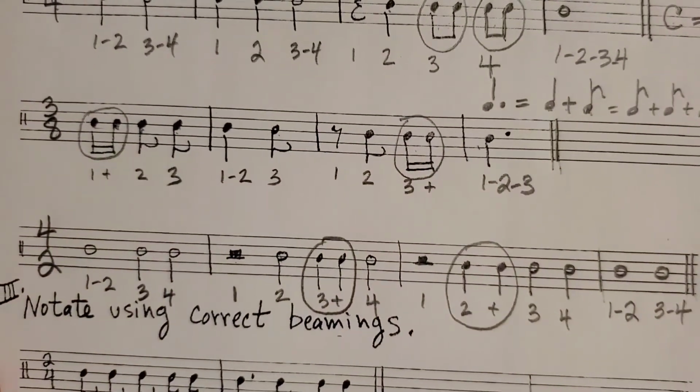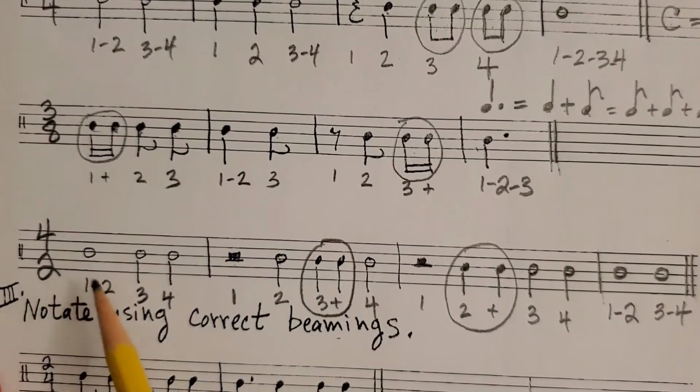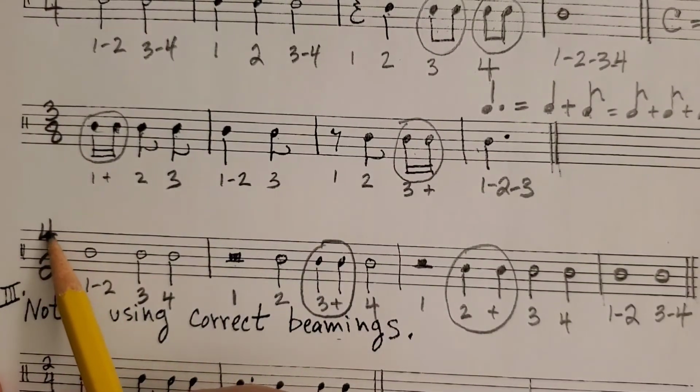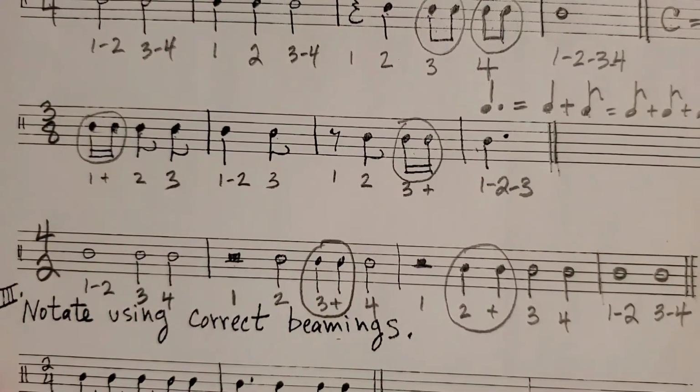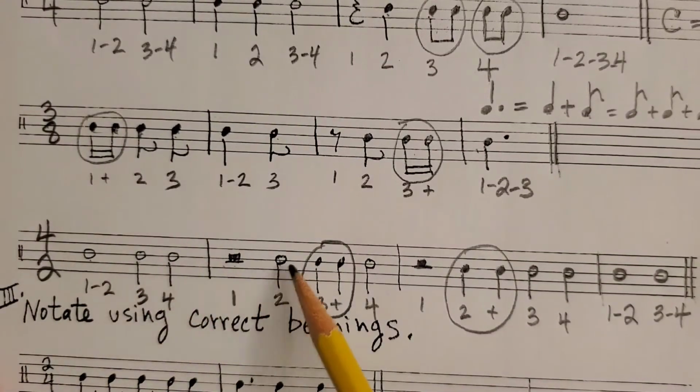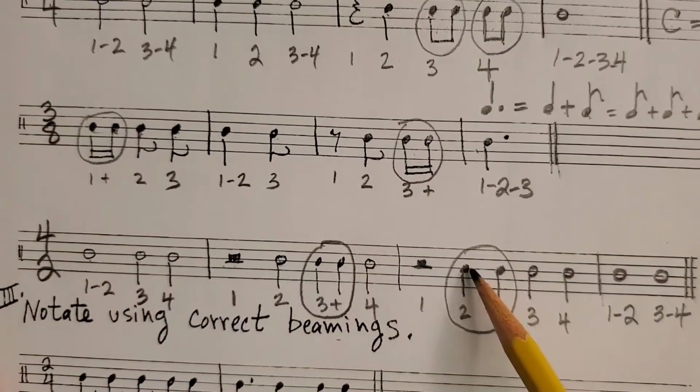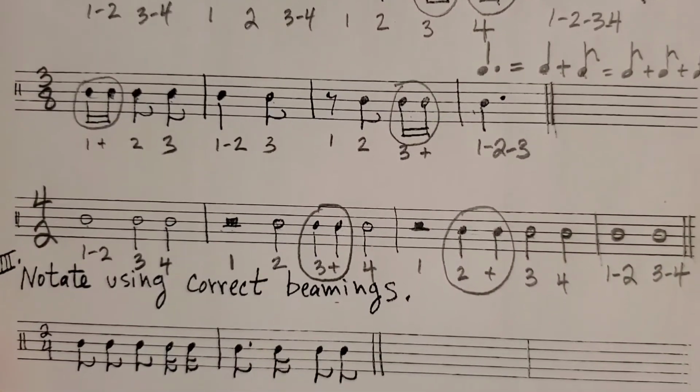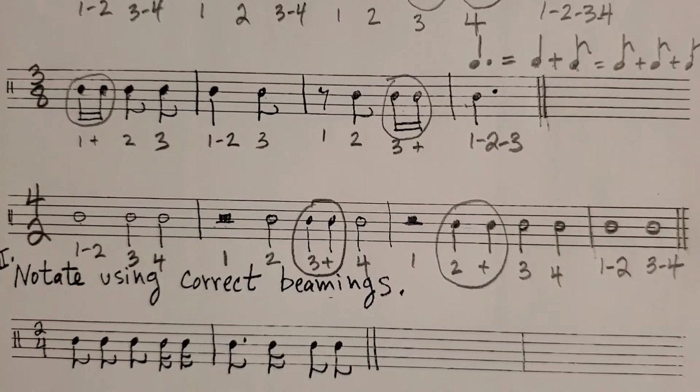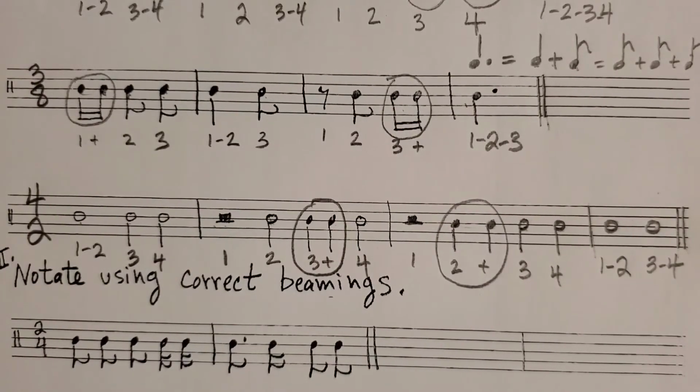And again, that tells me there are 4 half notes per measure, 4 beats per measure, and the half note gets the beat. 1, 2, 3, 4, 1, 2, 3, 4. This is what that passage would sound like, by the way. 1, 2, 3, 4, 1, 2, 3, 4.